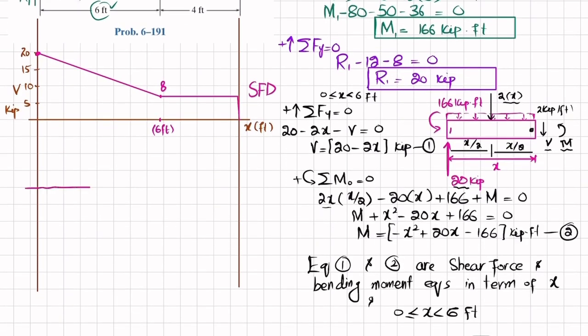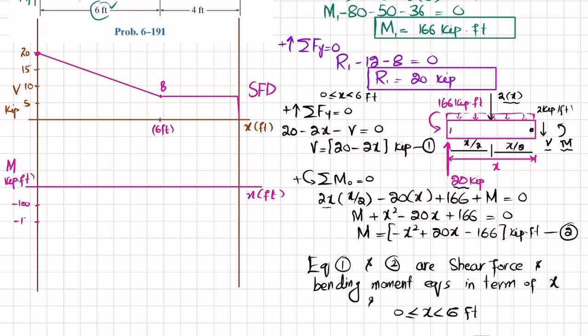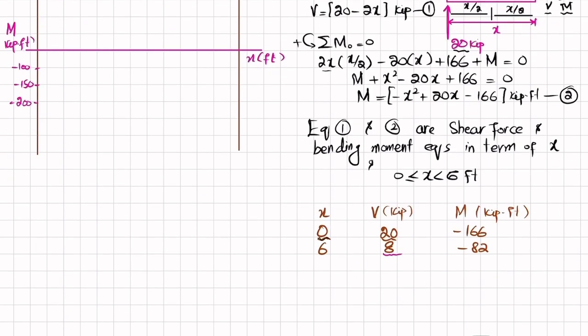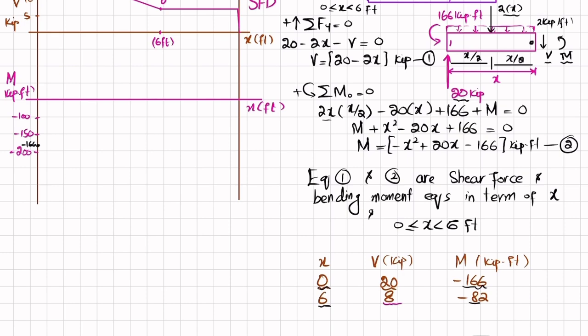So for the bending moment diagram, I take a horizontal line to show the length x in feet, and on the y-axis we will have moment, with unit kip-feet. Let one division be 100, so minus 100, minus 150, and minus 200. For x equal to 0, we have moment equal to minus 166. So minus 166 is this point. And for x equal to 6, we have moment minus 82.